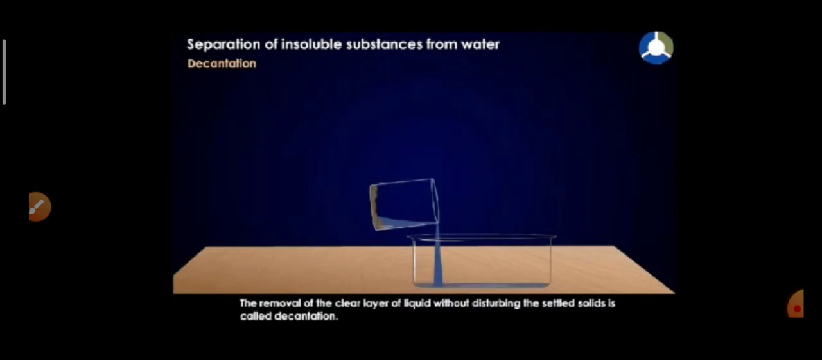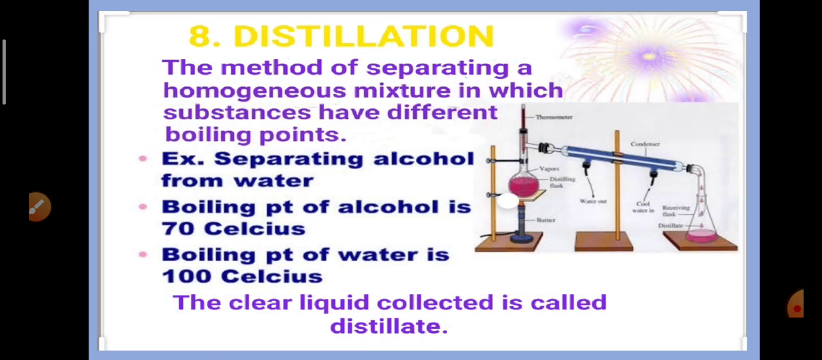The second method of separation is distillation. This is the method of separating a homogeneous mixture in which the substances have different boiling points. This method can also be applied to separate a solid liquid mixture. Here in the example we have taken a mixture of alcohol and water. The boiling point of alcohol is 70 degrees Celsius while that of water is 100 degrees Celsius.